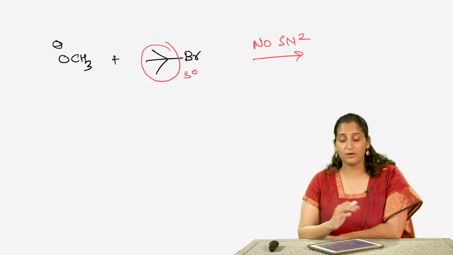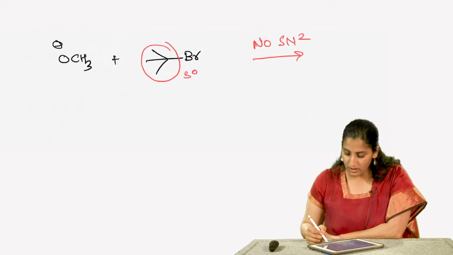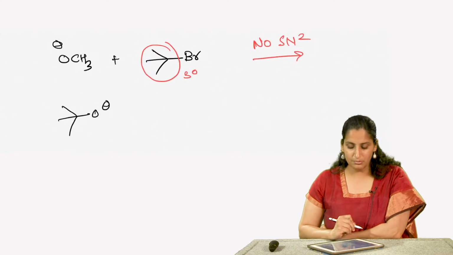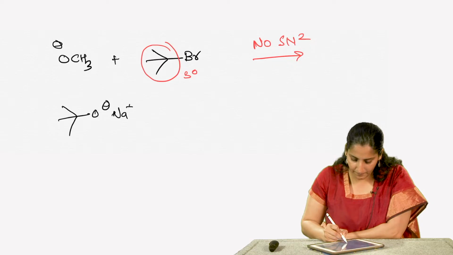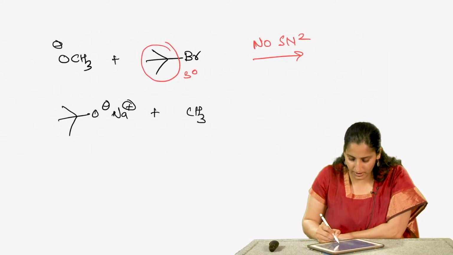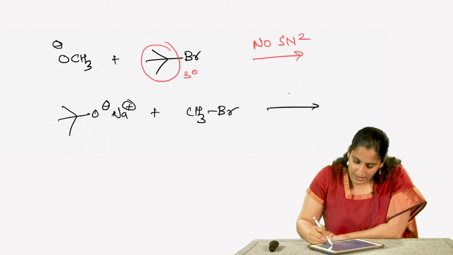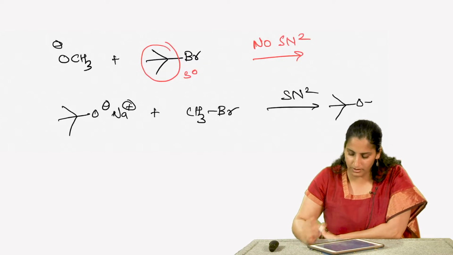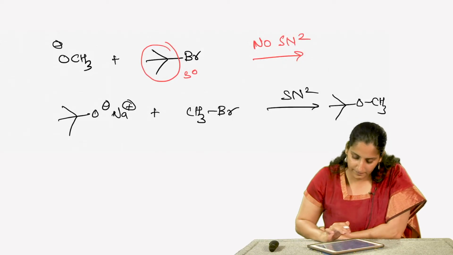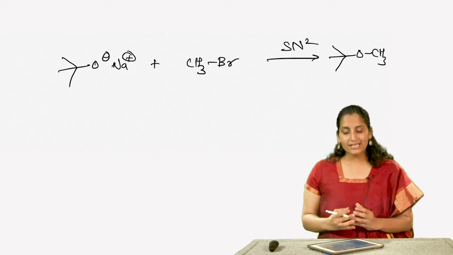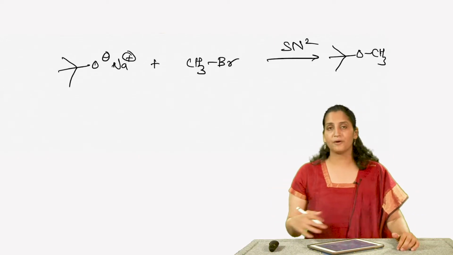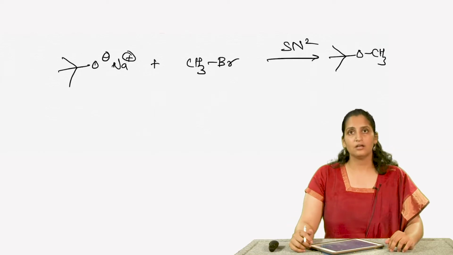And so, for the formation of this methyl tertiary butyl ether or MTBE, what you really need to do is start with tertiary butoxide and react it with methyl bromide, and then this SN2 reaction will be highly favored, resulting in the product that we see. So, when designing a Williamson's ether synthesis, we have to pay attention to the final product and design it accordingly.